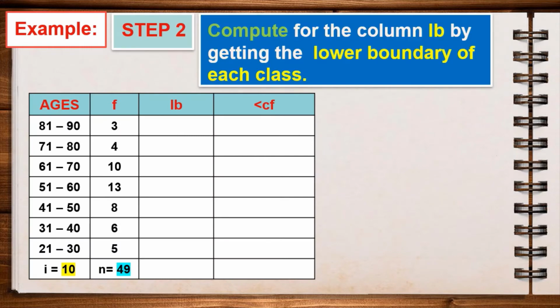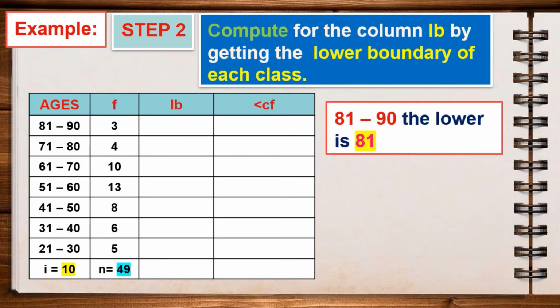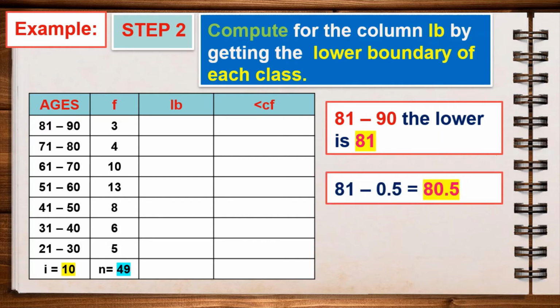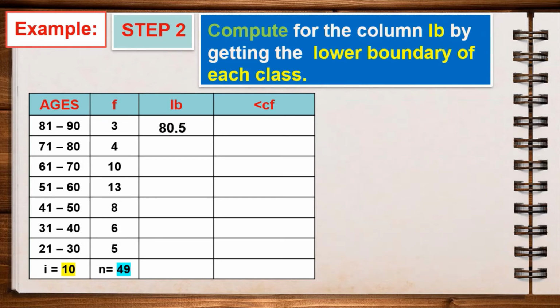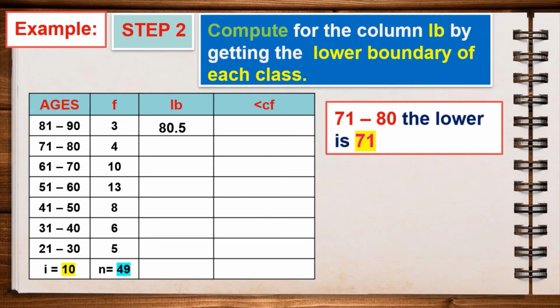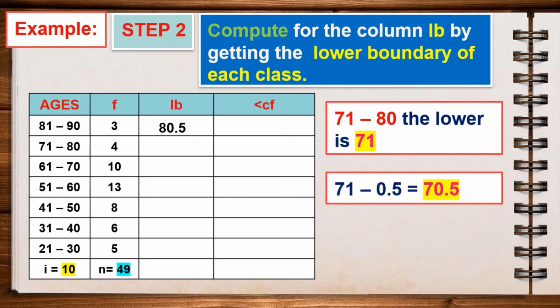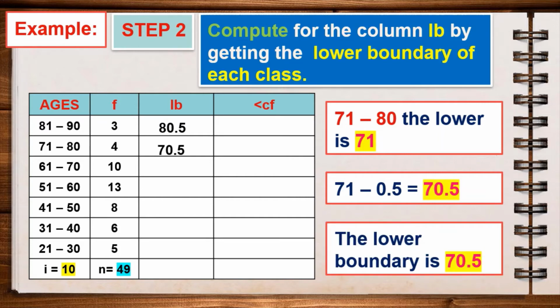Step 2, compute for the column of lower boundary. So, paano siya kukunin? Kukunin natin yung bawat interval yung pinaka-lowest, which is 81. Then, mag-minus lang siya ng 0.5. So, that is 80.5. Yun po yung ilalagay natin doon. So, next po is 71 to 80. Ang lower po niya is 71 minus 0.5, that is 70.5.